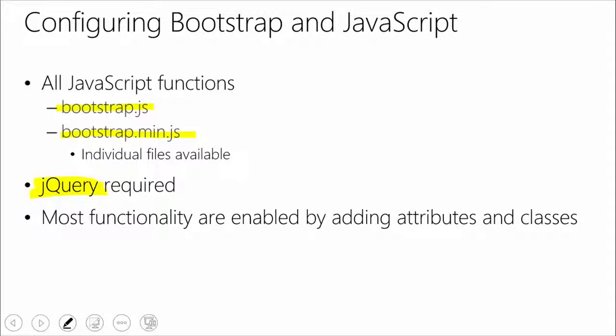Now, keep in mind, if you're manually going in and doing your references, that the order in which you reference your JavaScript files is important. So you'll need to make sure that it's jQuery first and then Bootstrap second. Although, with almost every library out there, it's jQuery first and then everything else after that. And then last but not least, and just to reiterate, most of the functionality is enabled by simply adding on attributes or adding on classes. So you just provide the structure, and then away you go from there.